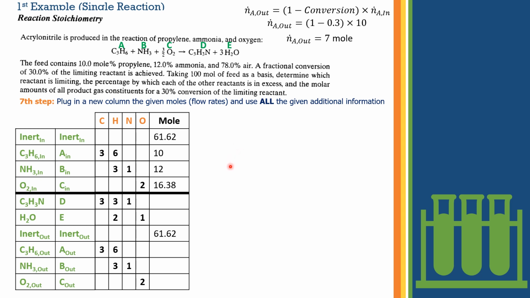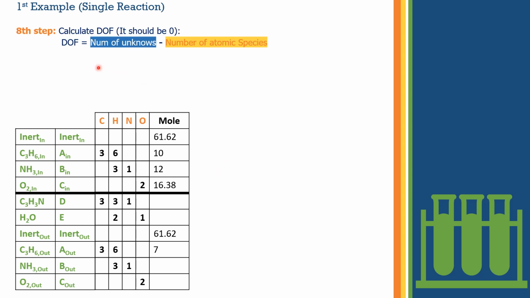as an output. We use all the given information and the moles. Now we can calculate the degree of freedom to know if we are able to solve the problem or not. To be able, the degree of freedom should be equal to 0.